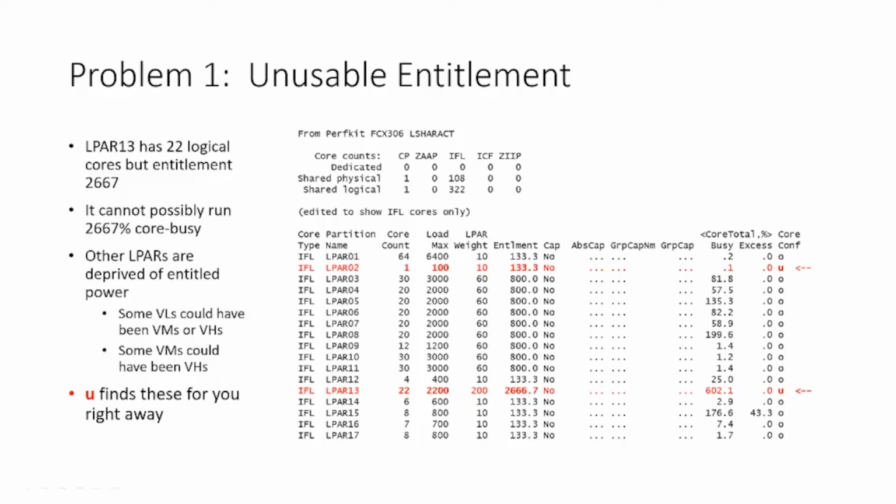Now, what do I mean by other partitions are deprived of entitled power? Well, in other LPARs, like LPAR 5, for example, maybe some of its vertical lows could have been vertical mediums or vertical highs. Maybe some of its vertical mediums could have been vertical highs if its entitlement had been larger. That's what we're trying to do here. We're trying to make sure that we don't have any places where there is unusable entitlement.